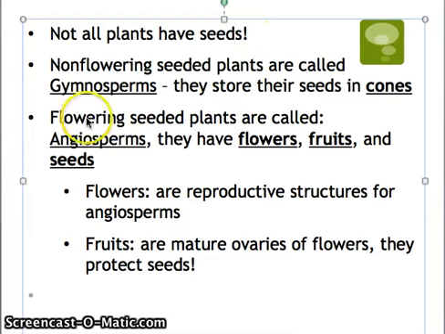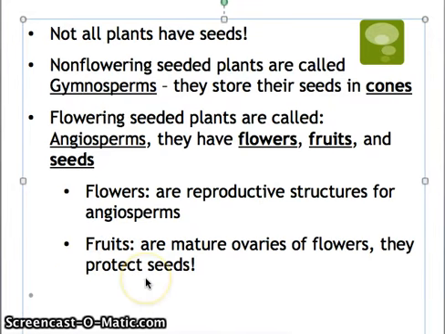Don't even read this. Adaptation number 3 is flowers. Flowers are used for reproduction in angiosperms only. Adaptation number 4 is fruit. Now, a fruit is the ovary of an angiosperm, and a fruit protects seeds.